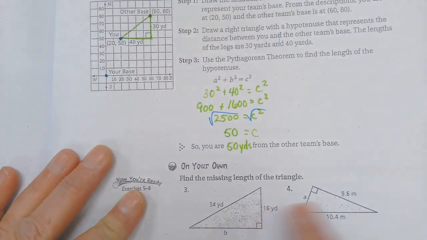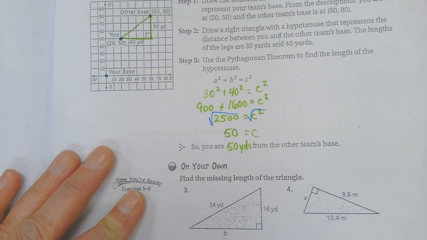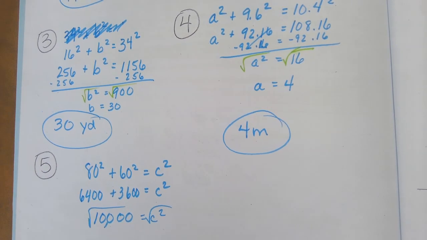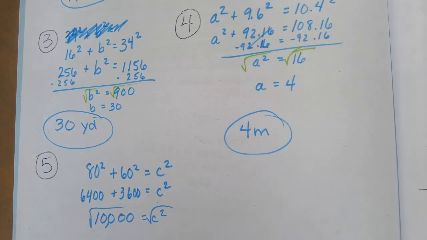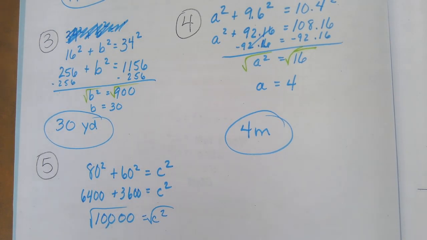Okay. So that's 50 yards. So go ahead and try number 3 and 4, and you're going to try those on the next page. Okay, and if you tried 3, 4, and 5, there are your answers. Go ahead and take a minute to look through and check your answers.